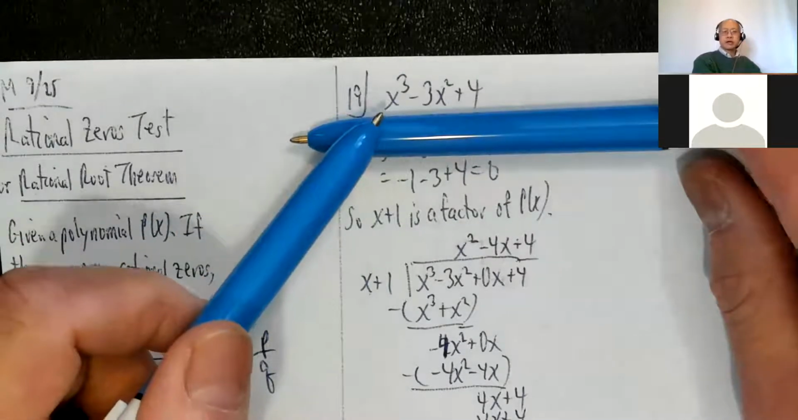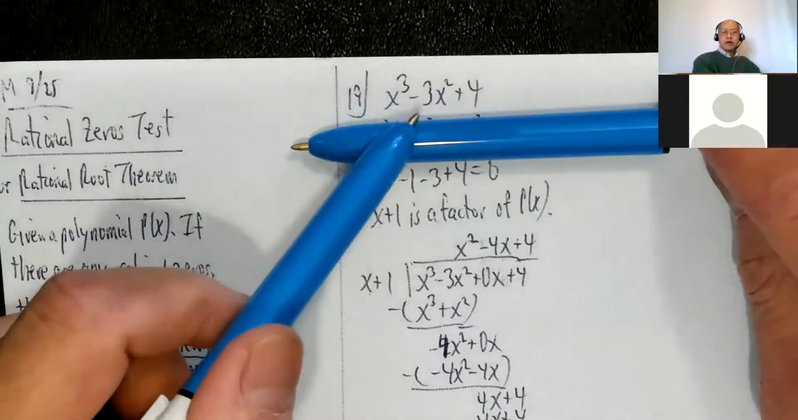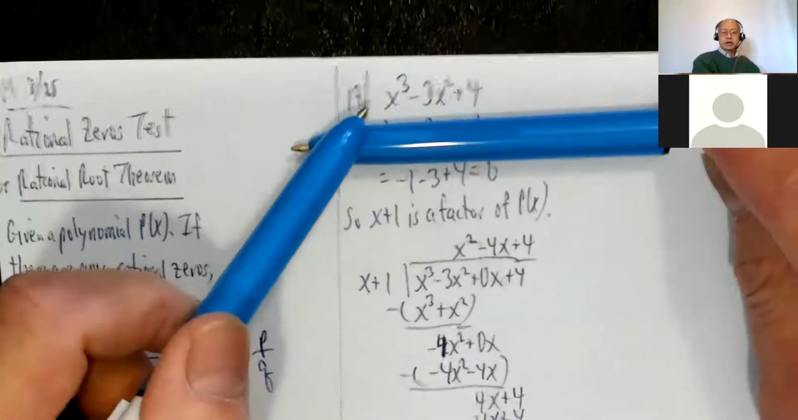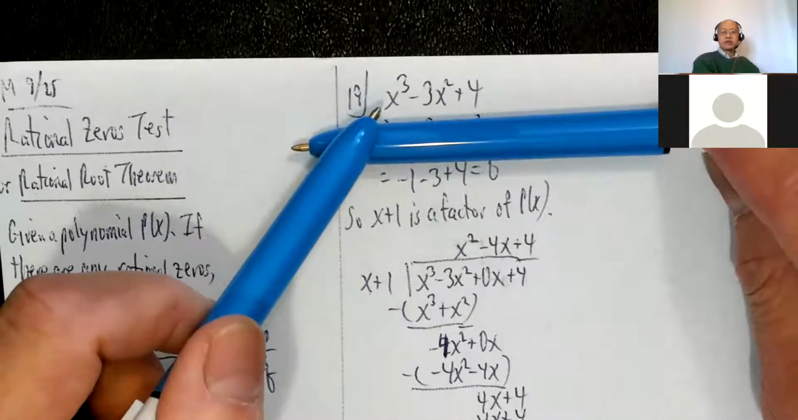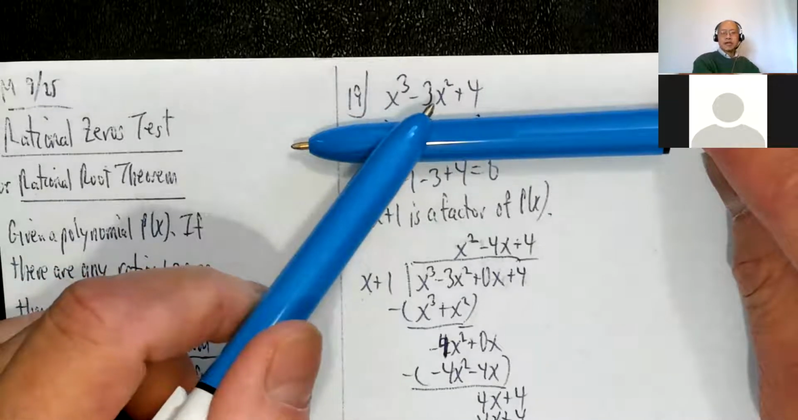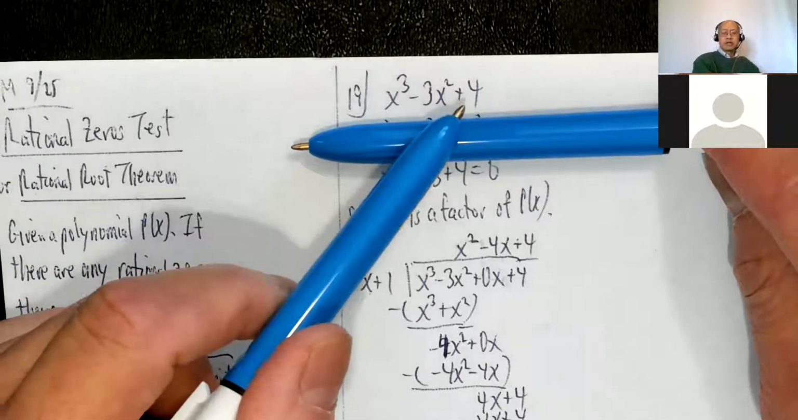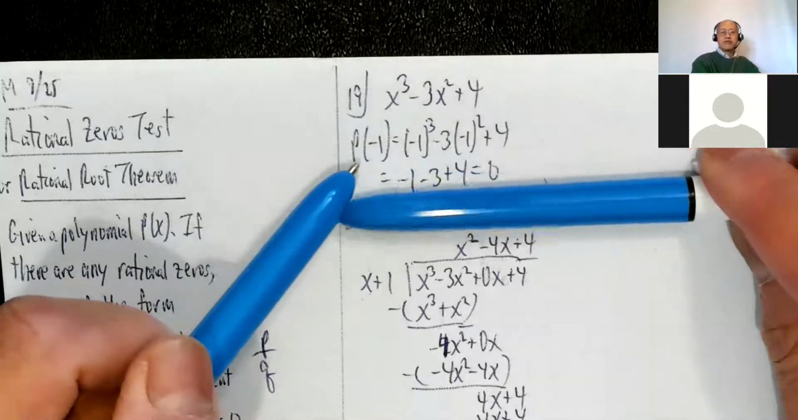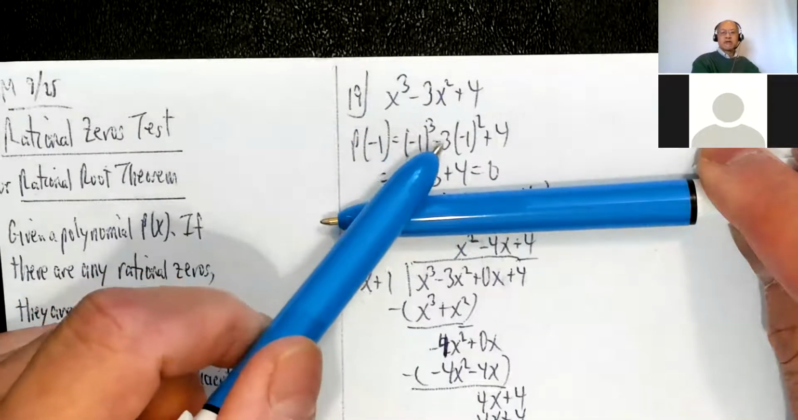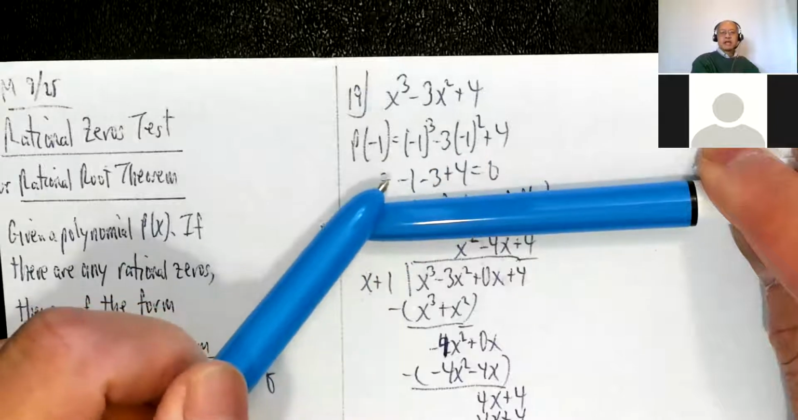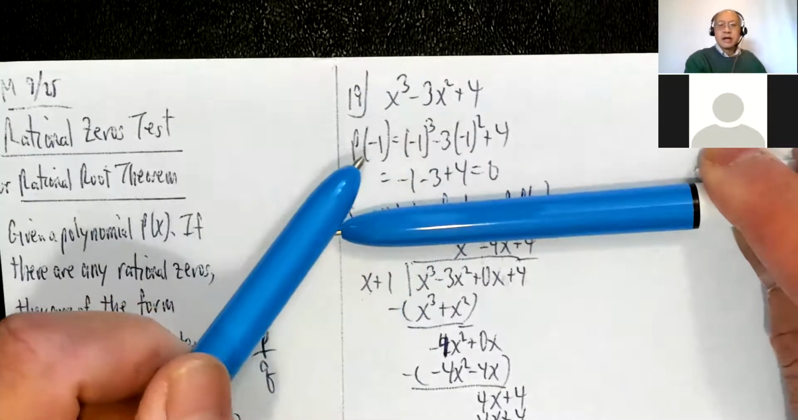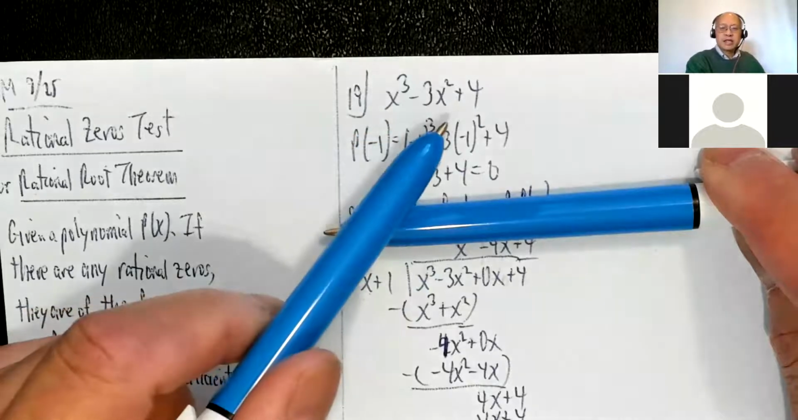Now, I notice that 1 doesn't work. 1 minus 3 plus 4, that isn't 0. But it looks like -1 is going to work, right? Because -1 cubed is -1, minus 3 times -1 squared is -3, plus 4. So that gives me 0. In other words, P of -1, -1 cubed minus 3 times -1 squared plus 4, is -1 minus 3 plus 4 equals 0. So if I plug in -1, I get 0.